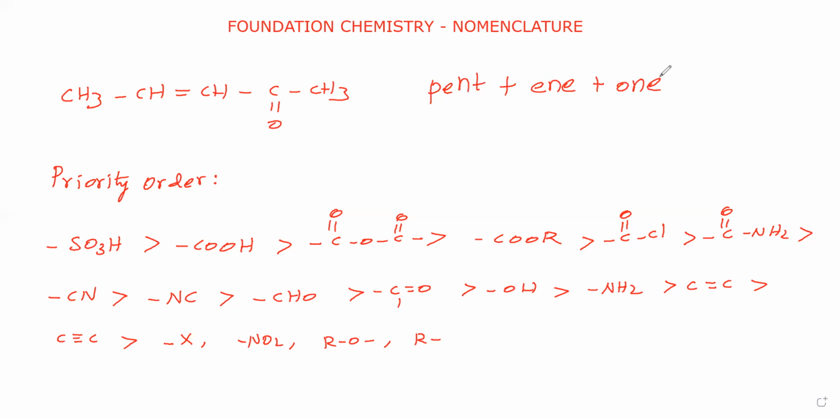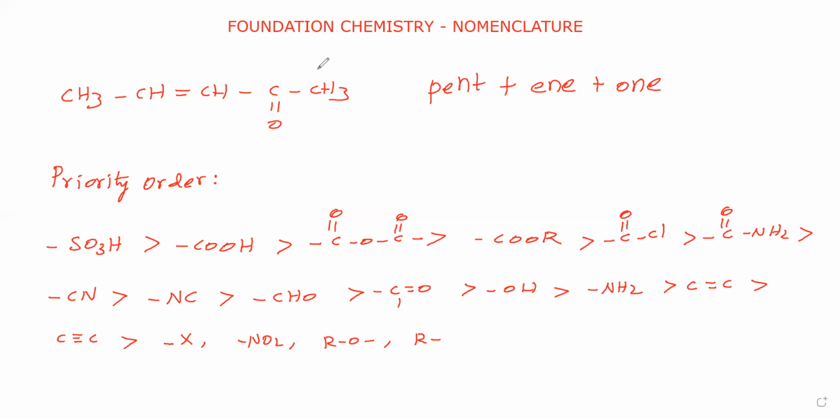How to give the numbering? Here, two functional groups are there. One is C=C double bond, another one is ketone. Which should get least position? The main functional group should get least position. Which is the main functional group? Ketone. So ketone should get least position. So we have to start numbering such that ketone will get least position.